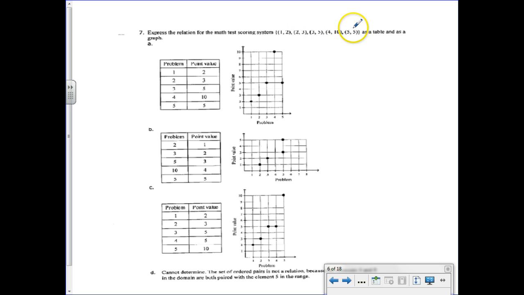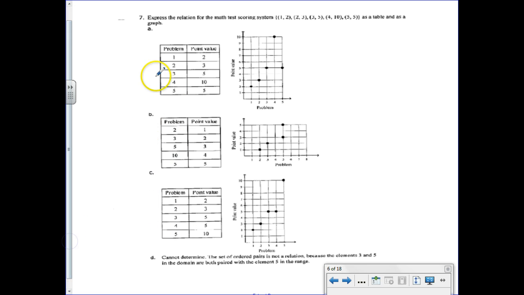Number 7. Express the relation for the math test scoring system (1, 2), (2, 3), (3, 5), (4, 10), (5, 5) as a table and as a graph. Well, I guess the first thing is take a look at what's going on here table-wise, and your domain or your x values are 1, 2, 3, 4, 5. So as I look here, this looks okay. This is not okay. 1, 2, 3, 5. That's okay. D, cannot determine?